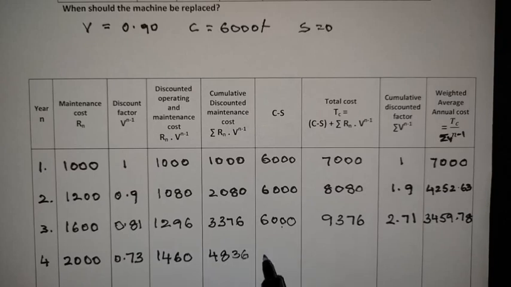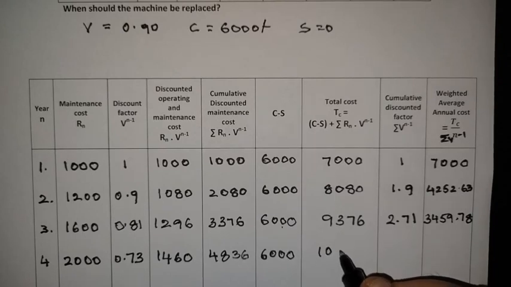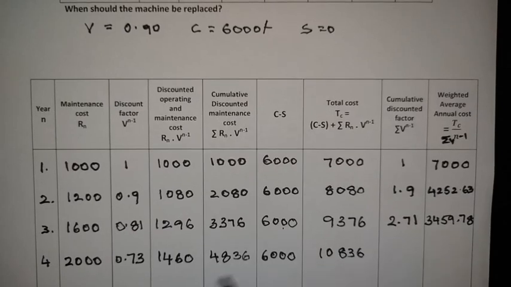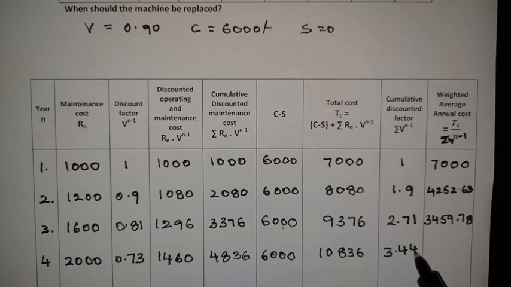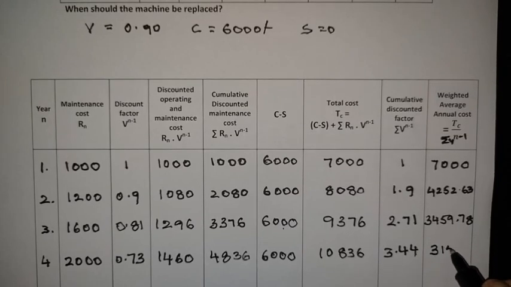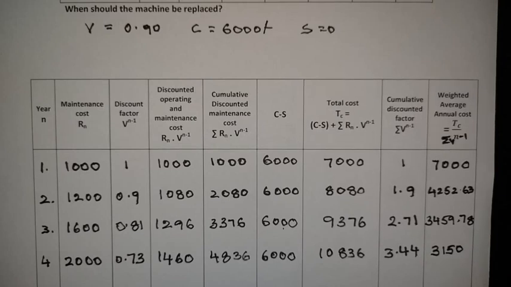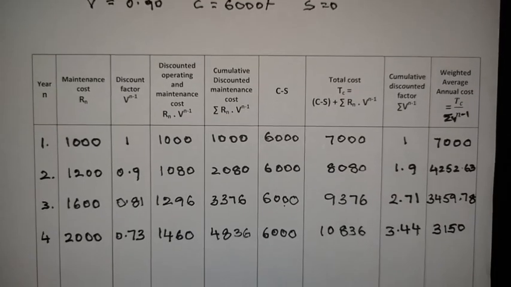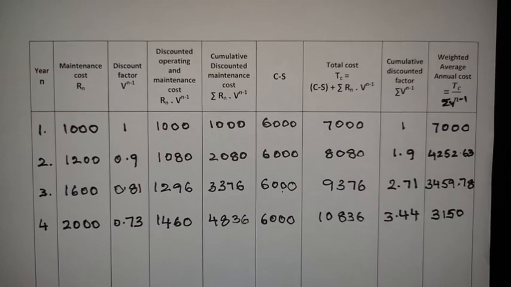4836. Next, C minus S, that is 6000 rupees. Next, 6000 plus 4836 is 10,836. Sigma v power n minus 1 means 2.71 plus 0.73, we will get 3.44. Next, 10,836 by 3.44 we will get 3150. If you observe that, again the weighted average value has decreased. So we have to go for the next year.